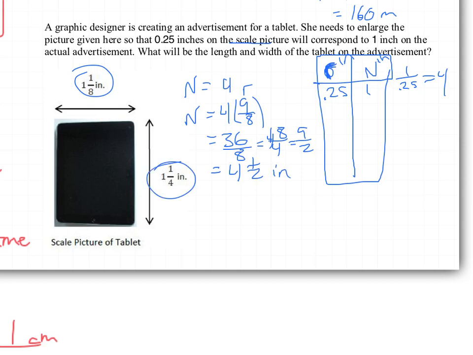Finally, down here we're looking at this one. This is 1 1/4, which is going to be 5/4, and is equal to 4 times 5/4. And that's going to give me exactly 5 inches. Alright, so that's using scale or scale factor. We can see both here in these particular problems.